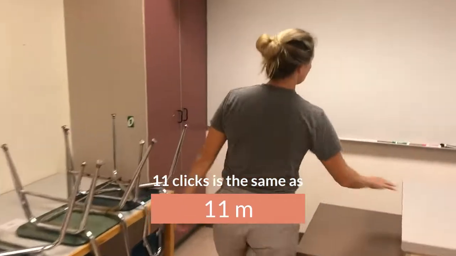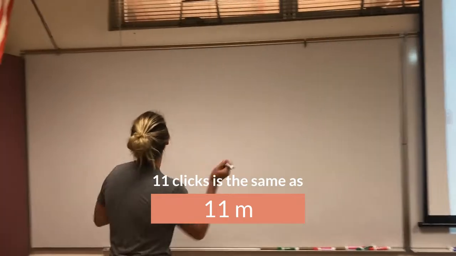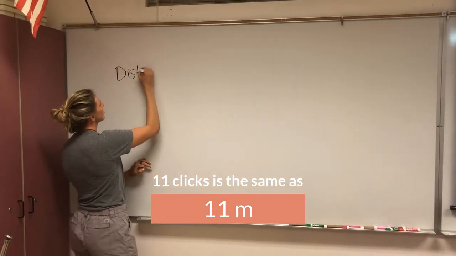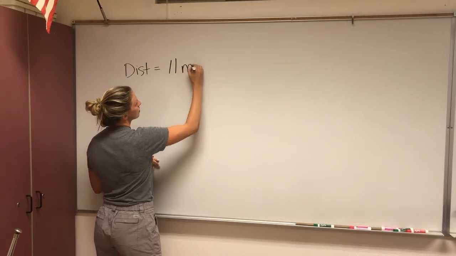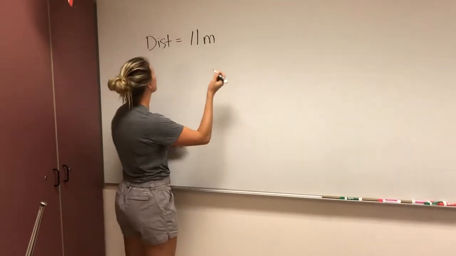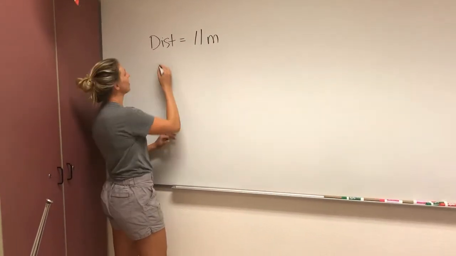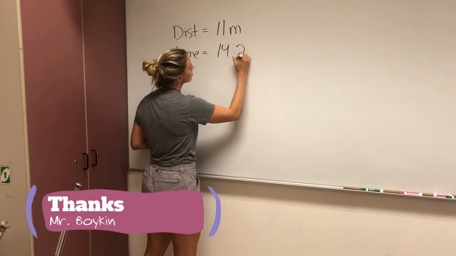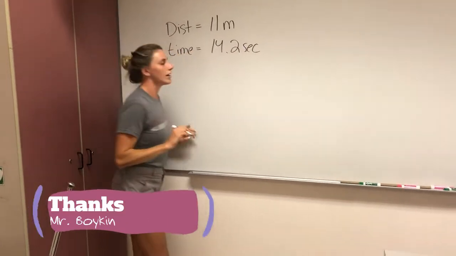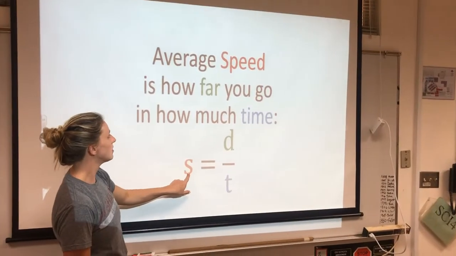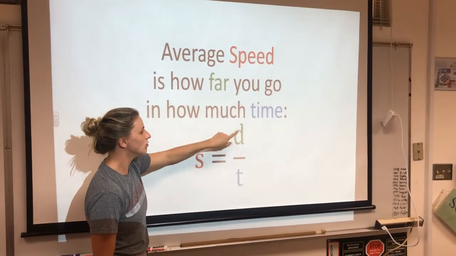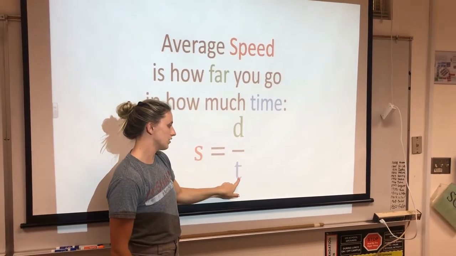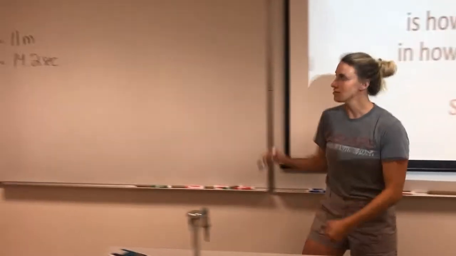All right, so my distance, let's put distance equals 11 meters because it went around, clicked 11 times. And my assistant, what was the time for that? That was 14.2 seconds. All right, the average speed, S, is how far you go, which is D for distance, and how much time, which is T, down here in seconds. We measured those things.